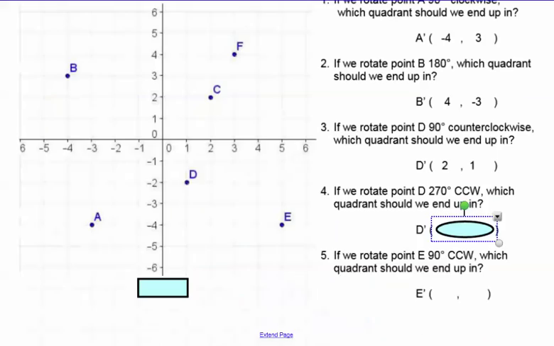So to the left 2 and then down 1. So for x, if we're moving to the left 2 spaces, x is going to be negative 2. And then we said we're also moving down 1. So for y, that's going to be negative 1.